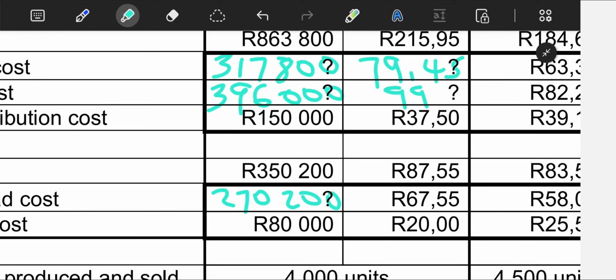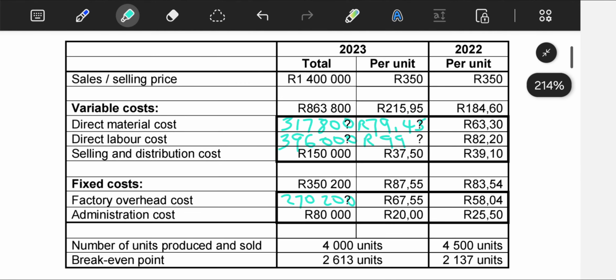Right. Obviously, we're talking about the rands. Even this side, we're talking about the rands. Very important when you do manufacturing, because at some point you're going to be talking about units, at some point about rands. So, you can also prove this by adding them together with the selling and distribution cost that was given, and see if they give you this amount. Let's see. 37.5 plus 99 plus 79.45 gives us 215.95. That's correct.